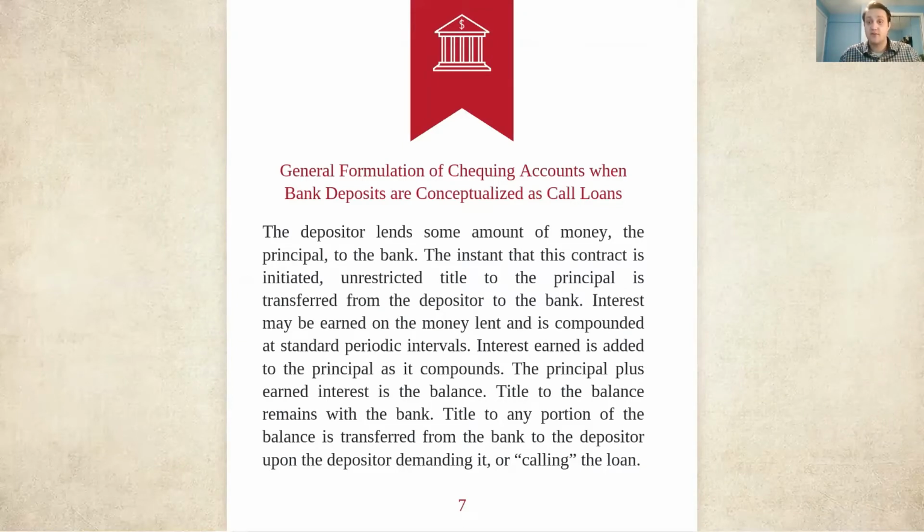While there is room for variation, when conceptualized as a call loan, the checking account takes the following general form. The depositor lends some amount of money, the principal, to the bank. The instant that this contract is initiated, unrestricted title to the principal is transferred from the depositor to the bank. Interest may be earned on the money lent and is compounded at standard periodic intervals. Interest earned is added to the principal as it compounds. The principal plus interest earned is the balance. Title to the balance remains with the bank. Title to any portion of the balance is transferred from the bank to the depositor upon the depositor demanding it or calling the loan.